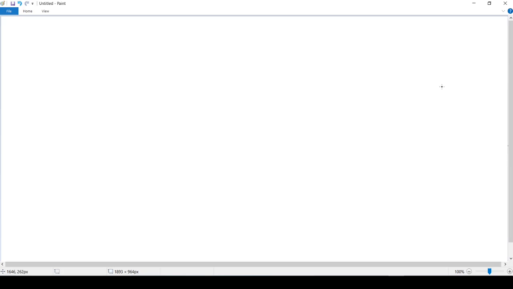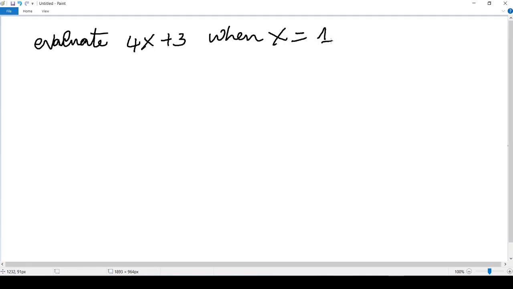One thing we can do with algebraic expressions is evaluating them. So let's see how to do that. Evaluate 4x plus 3 when x equals 1. Most of the time, this is the way the question is asked. On one hand, we have our expression, which is 4x plus 3, and the only variable that we have here is the x. On the other hand, we have the value of x.